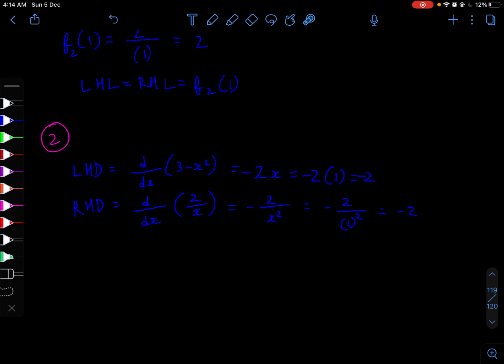So now because both things give us the same answer, we can conclude that this function is indeed differentiable when x equals 1.